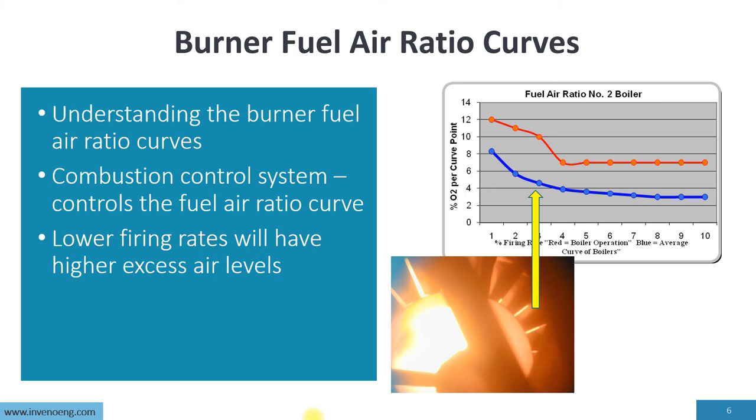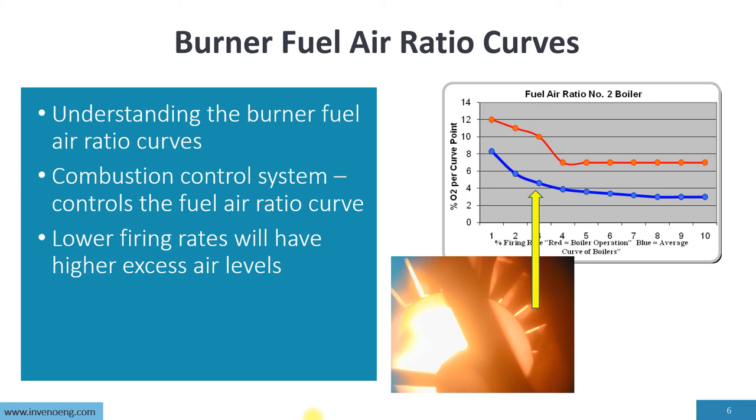One of the easiest ways we can reduce the losses is burner fuel air ratio curves, understanding the burner fuel air ratio curve. The combustion control system controls the fuel air ratio curve. Lower firing rates will have higher excess air levels. So the blue line is showing you basically what an optimal fuel air ratio curve looks like. The red line is where we typically find the fuel air ratio curve.